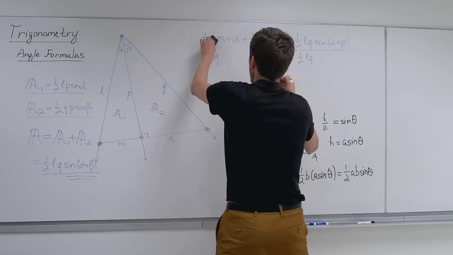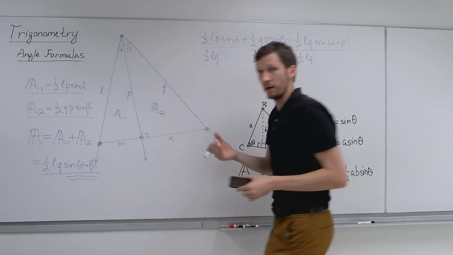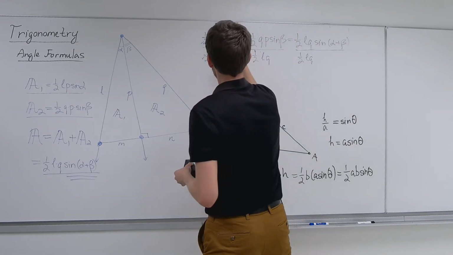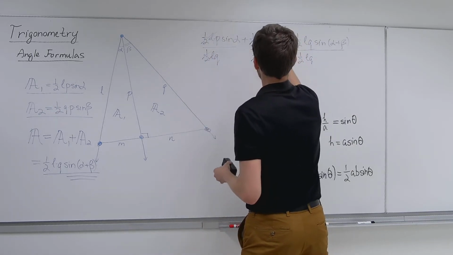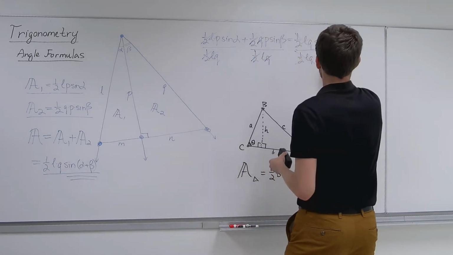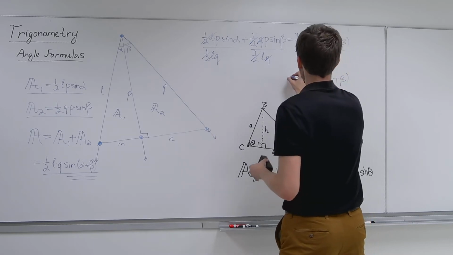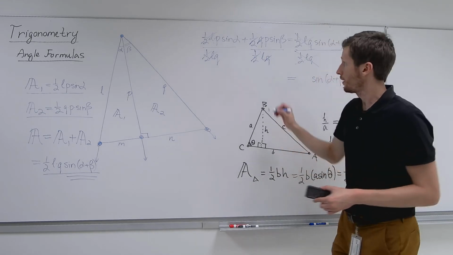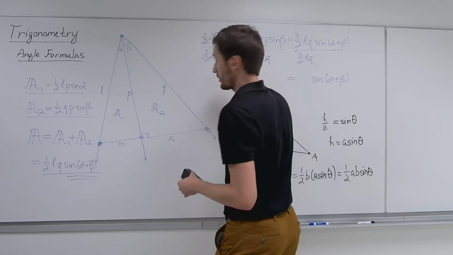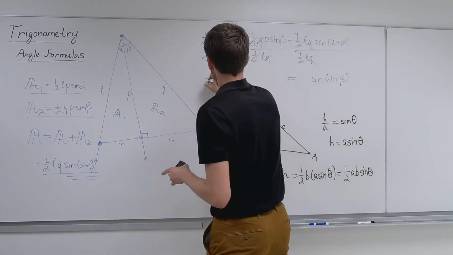Now we're going to be left with a P there, seemingly unfortunate for us, but at the same time it's going to be pretty nice. Watch. So the 1/2 L's go away, the Q's go away, and we are left with sine of alpha plus beta is equal to sine alpha times P over Q.